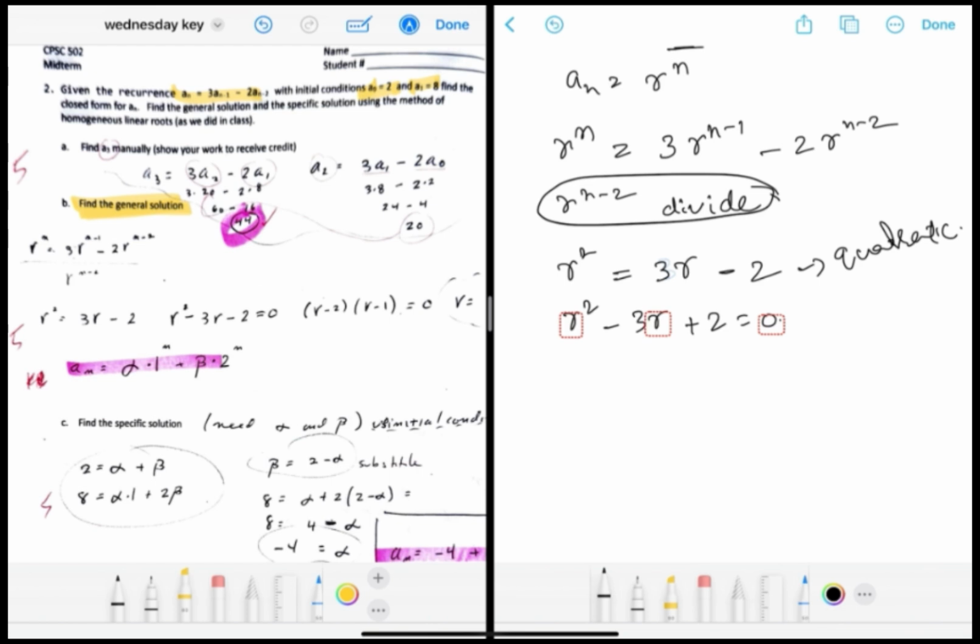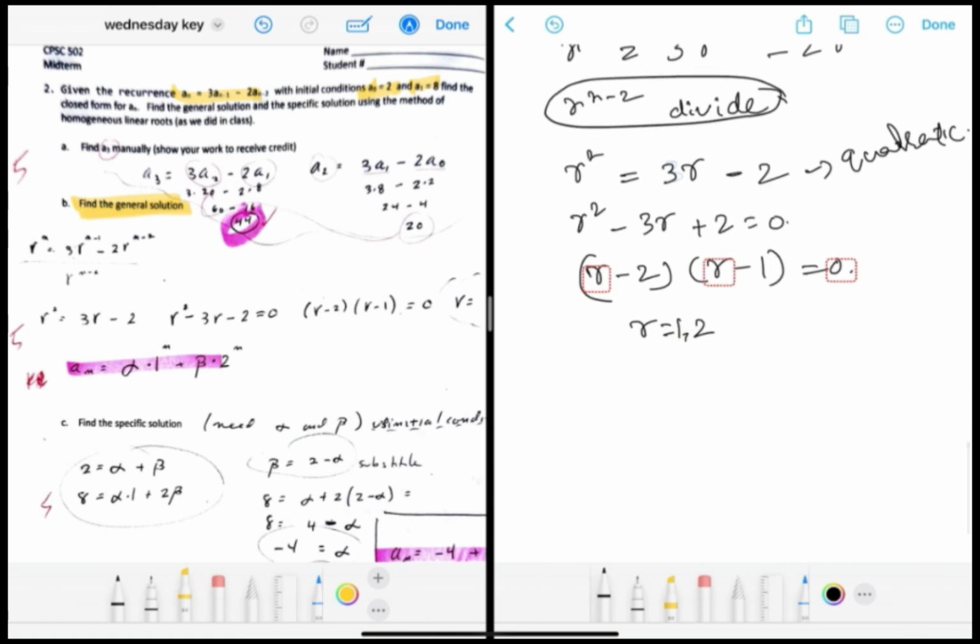You can use a quadratic formula roots equation, or you can just get the roots like this. (r minus 2) times (r minus 1) is equal to 0. So from that, r can be 1 or 2. So the general solution is written in terms of these two roots. That is a_n is equal to alpha times 1 power n plus beta times 2 power n. Alpha and beta can be any constants.